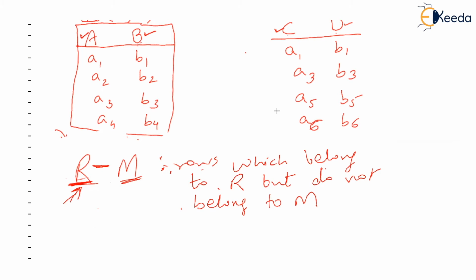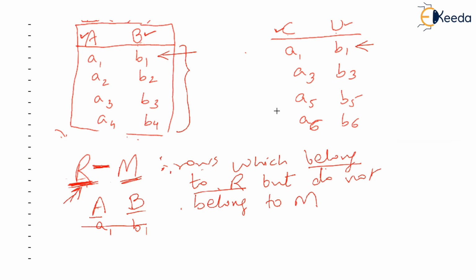So what will be there in the result? We will again have two columns A and B, not C and D, because we have written R on the left hand side of minus. So R will be the table whose columns will be entertained. And now you read out the rows of R. First row is A1, B1. Now A1, B1 belongs to R. Watch this. A1, B1 belongs to R, but A1, B1 should not belong to M. But hello, A1, B1 belongs to M also. That means A1, B1 will not be added in the result.